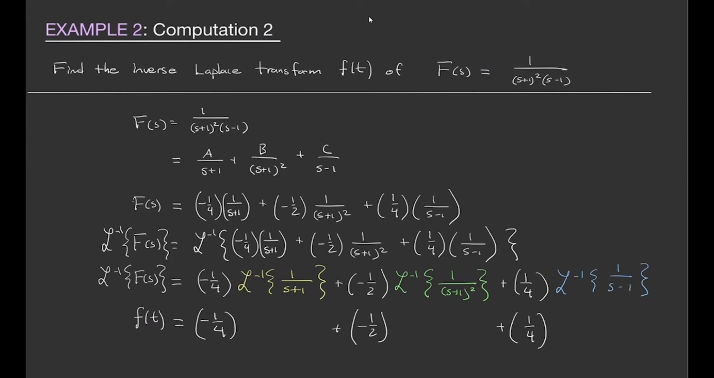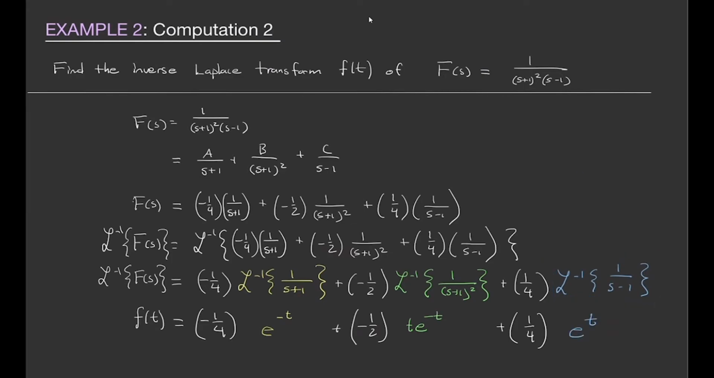Checking our Laplace transform table, we'll find that the inverse Laplace transform of 1 over s plus 1 will be equal to e to the negative t. The inverse Laplace transform of 1 over s plus 1 squared will be t e to the negative t. And then finally, the inverse Laplace transform of 1 over s minus 1 will simply be e to the t.